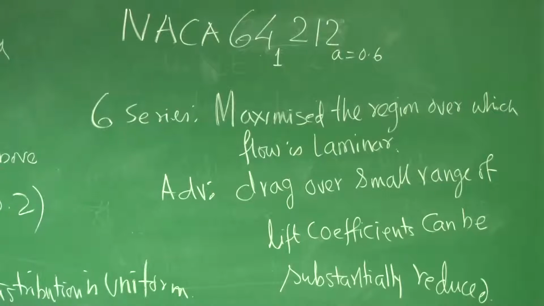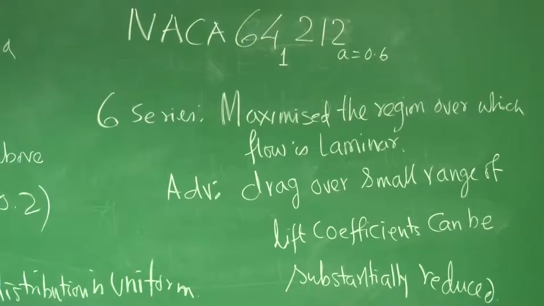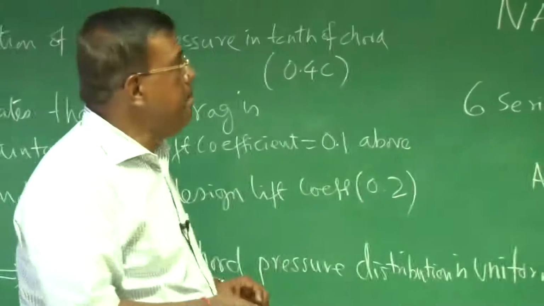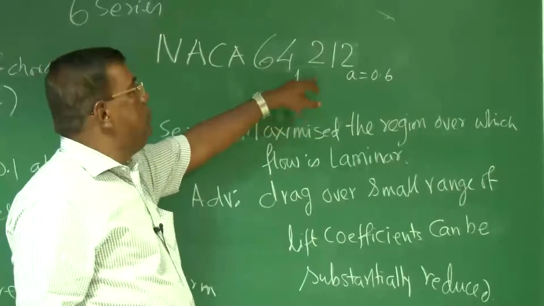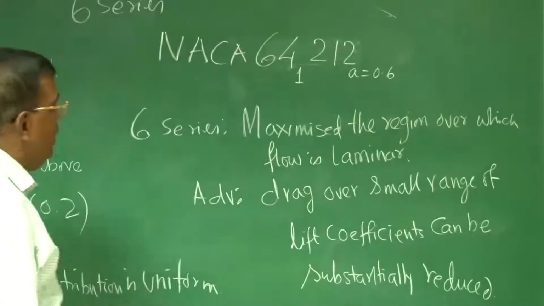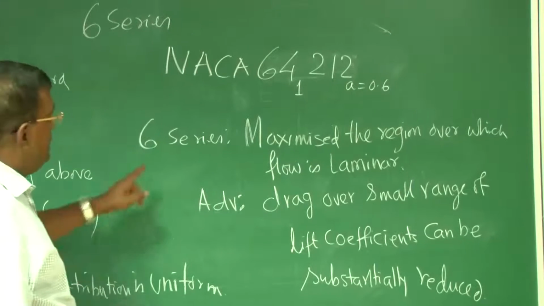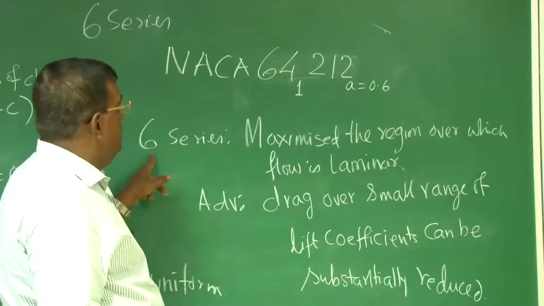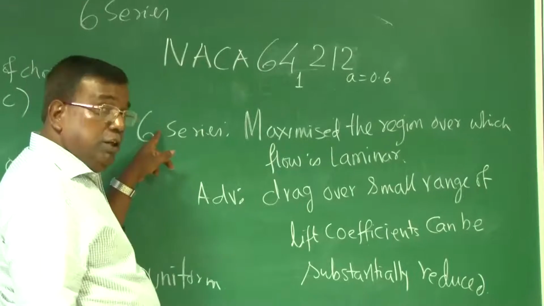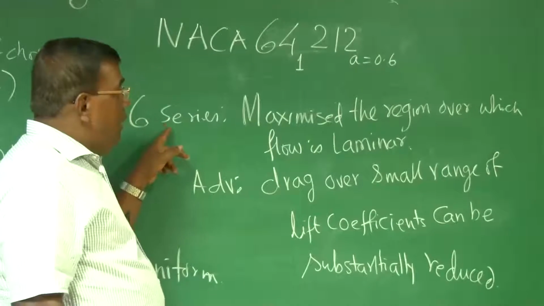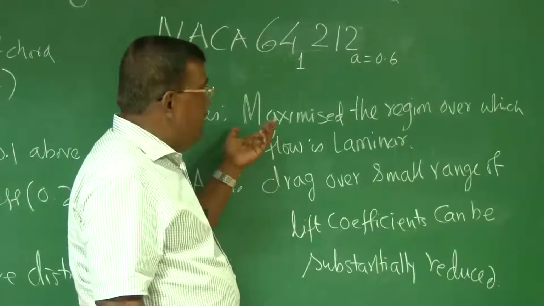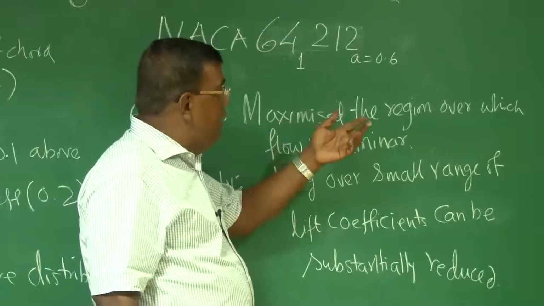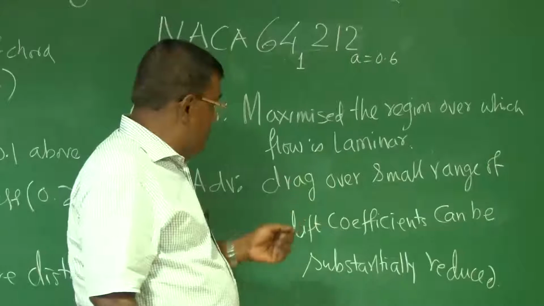When you talk about the 6 series, you should be mentally prepared that we are now going into a laminar type of aerofoil. Okay. I'll just give you an example. NACA 641-212, a equal to 0.6. What does it mean? The 6 is a series designation for the nomenclature, and you should understand that a 6 series aerofoil has been designed to maximize the region over which the flow is laminar.